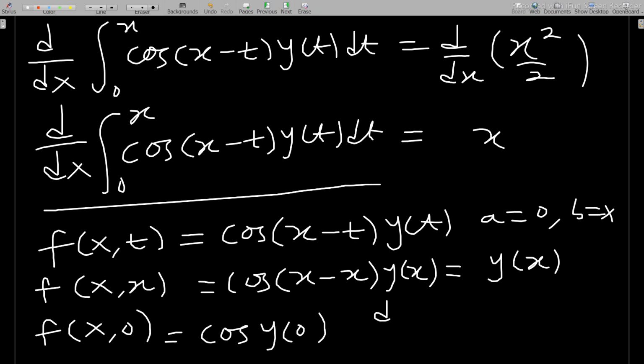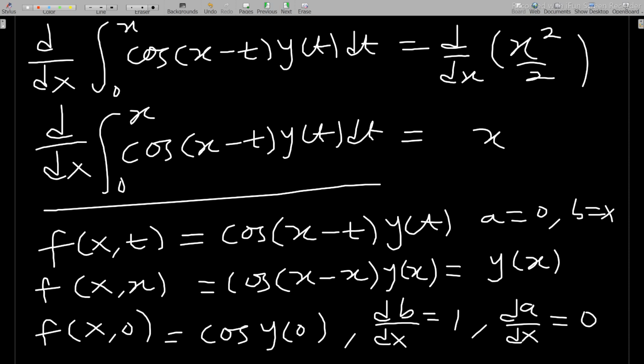You know that db/dx is just differentiating b with respect to x, and b is equal to x. So when I differentiate b with respect to x, I'll get 1. And da/dx, okay, a is equal to 0. So when I differentiate that, I'll get 0, okay? So I have all the terms I need here.